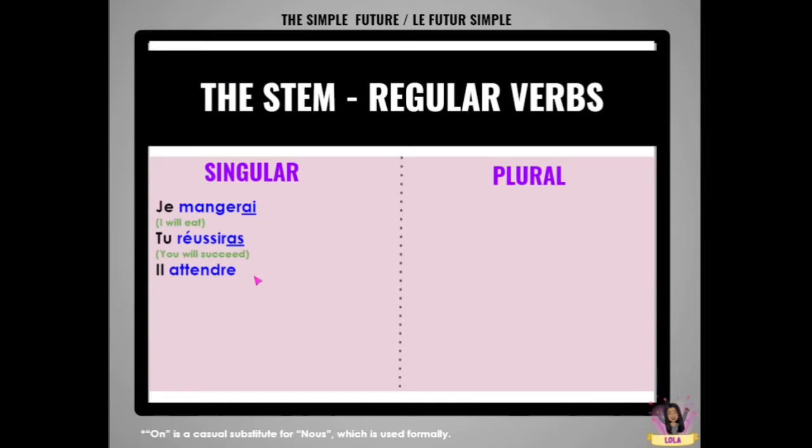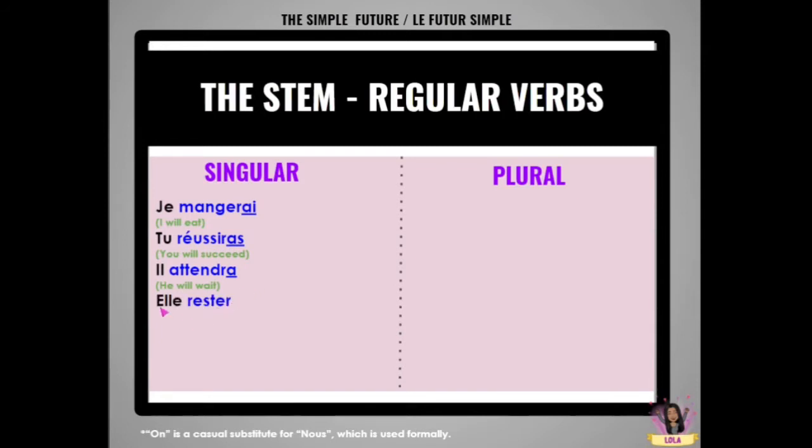Our next one is il, and I've used the word attendre. Now here, this was ER, this is an IR verb, this is RE. Now this is a little different from the other two. You don't just leave it as it is and add your endings. What you need to do here is take off the E. So we're left with attendr without the E, and then you put your ending, which is A, with il. So it's il attendra. He will wait.